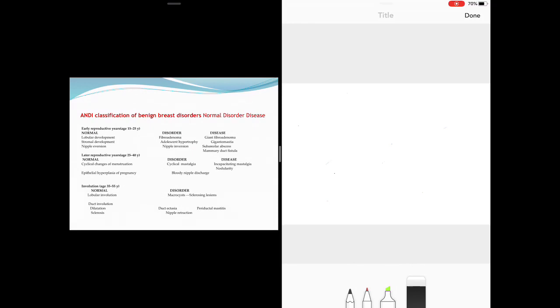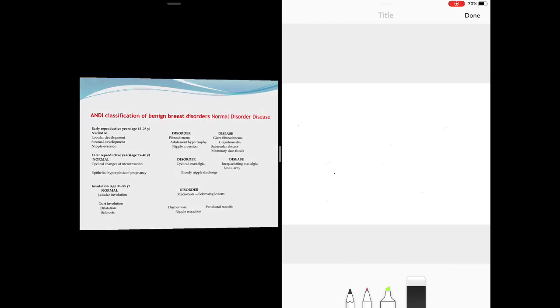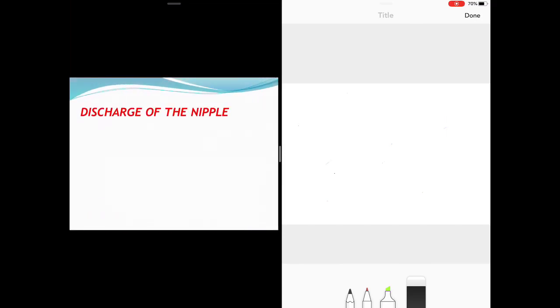تحولت إلى disease. وهنا طبعا later age مثلا من 25 إلى 40 إيش راح يصير؟ cyclical، يعني مثلا normal هو cyclical changes of the menstruation. Disorder لما يكون cyclical mastalgia، لما البيشنت تيجي يصير عندك mastalgia during the mens هاي disorder. لما تتحول disease يصير incapacitating mastalgia، يعني ألم كلش قوي بالبريست during the mens لازم ننطيها علاج. وهكذا، هذا يسموه الاندي.